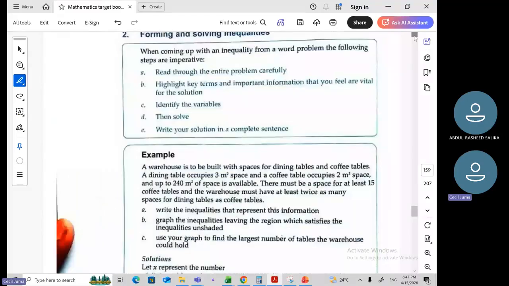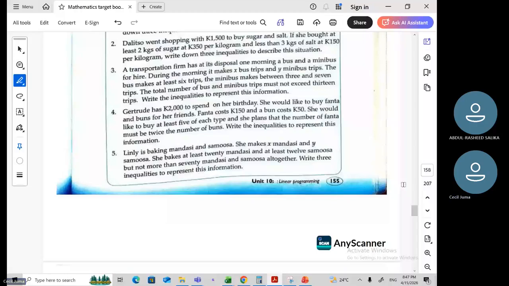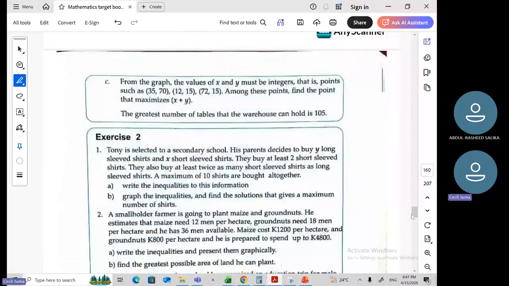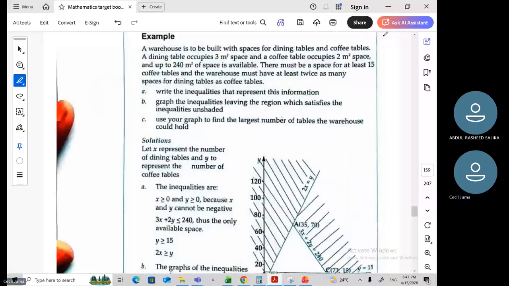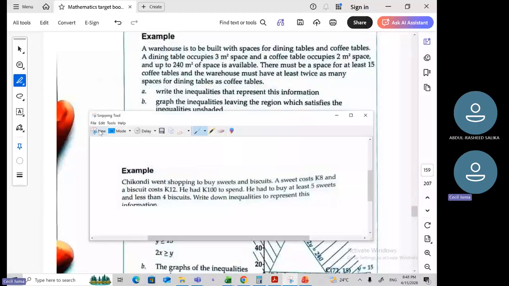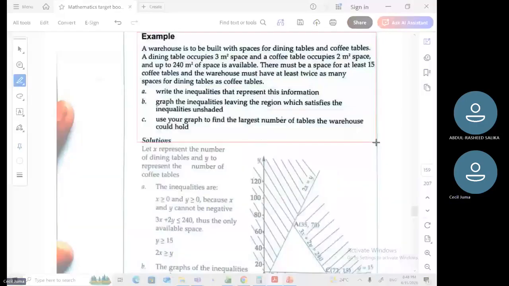So let's take an interesting question, I think, which can also help us understand more. Okay, let's take this one. For us, we'll not solve it. Solving it will be next time. For now, let's just learn how to come up with those linear inequalities.